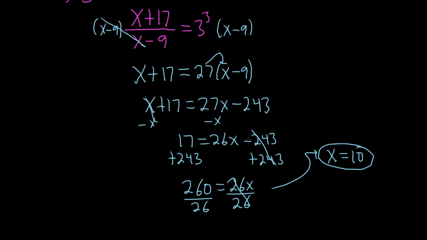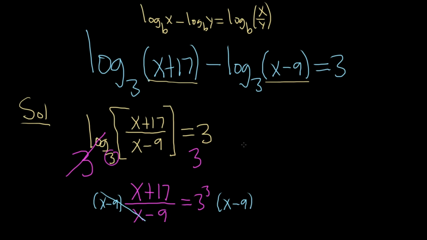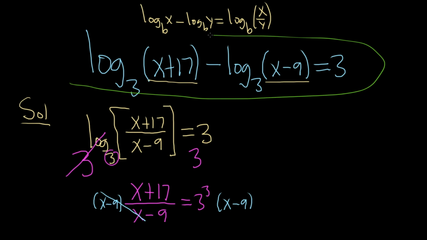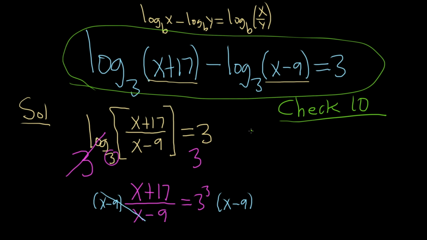Whenever you have logarithms, you're always supposed to check. So when we check our 10, we're going to plug it back into this original equation. Okay, so let's check 10. So we have log base 3 of 10 plus 17, which is 27. I'm just showing all of the steps. Minus log base 3 of 10 minus 9. I usually skip steps. Like if I was just doing this and rushing through it, I would just write 27. So you can skip steps.